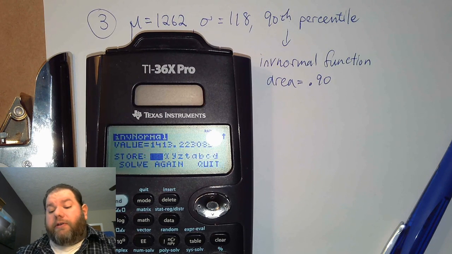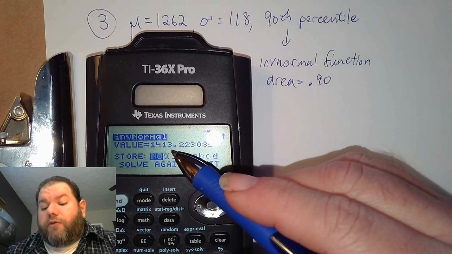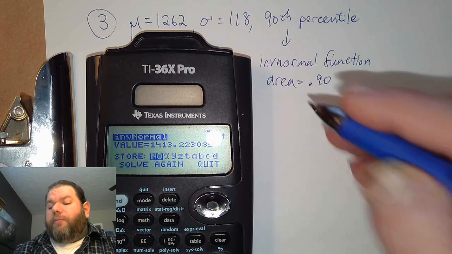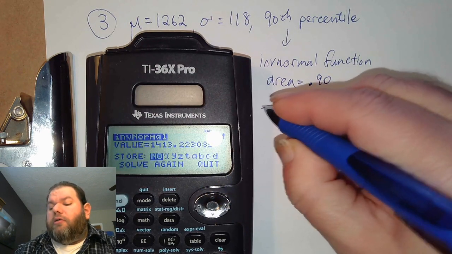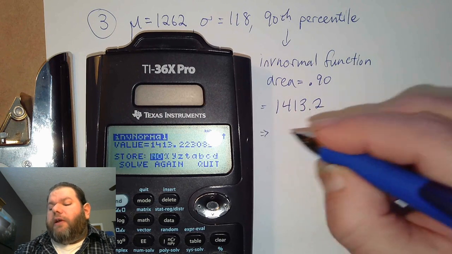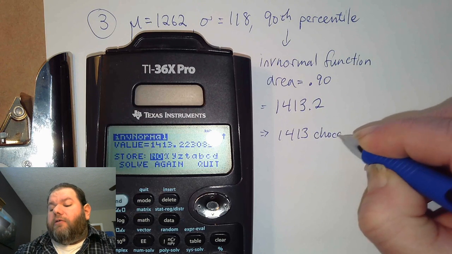Enter and calculate. And so it gives us a value of 1,413, and it's 0.2. So we'll just round that to 1,413 chocolate chips.